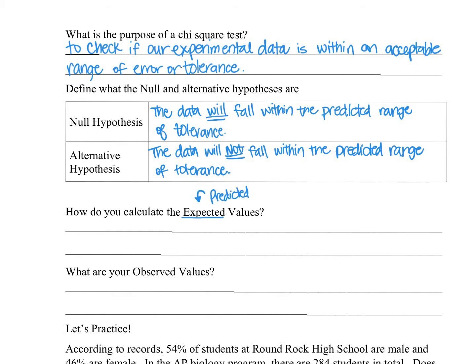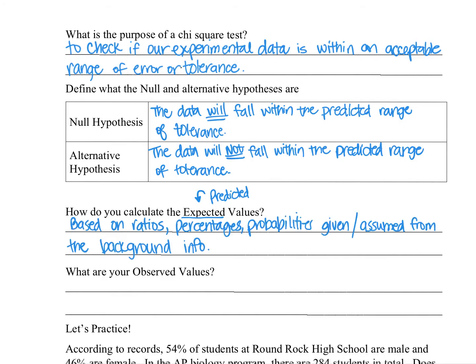And these values can come from ratios, they can come from percentages, they can be expected probabilities from something, let's say, like a Punnett square or a dihybrid cross or a pedigree. But this is what we predict the values to be. It is worth mentioning that for expected values, you should always use the numbers themselves, not the percentages. So you'll have to calculate what the expected numbers are.